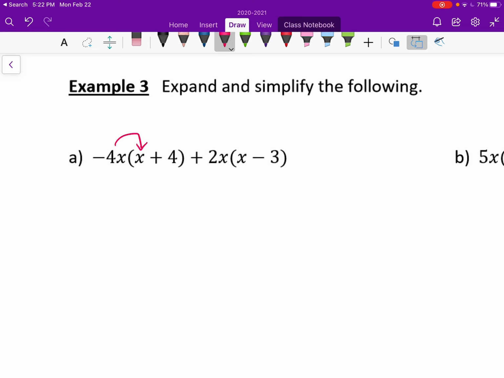Negative 4 times 4x. I'm going to do this the quick way, right? Because this is a way that you should be aiming for. I'm not going to write everything out all over again. But this is the way you should be aiming for. This is how you should be aiming to get your work done.